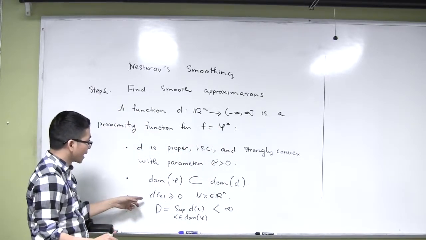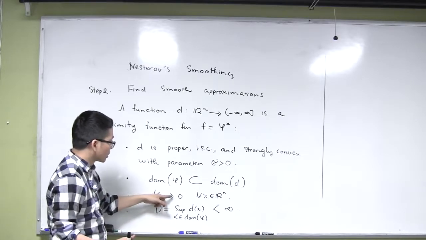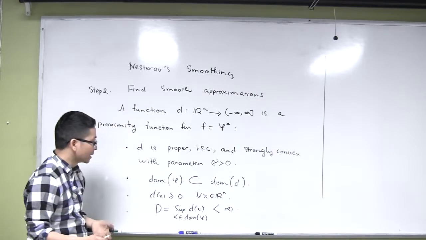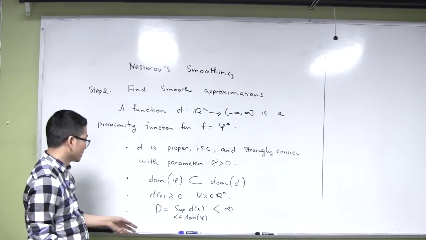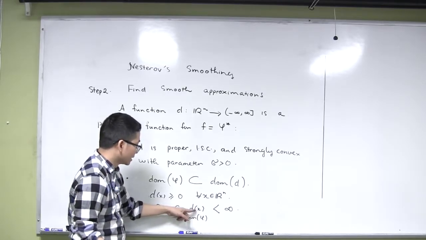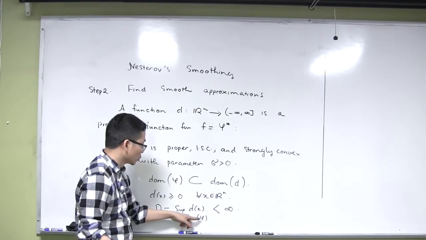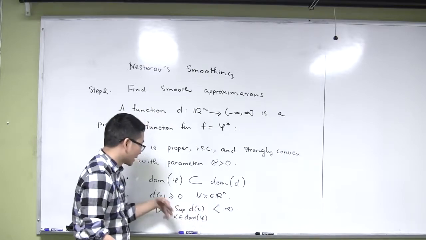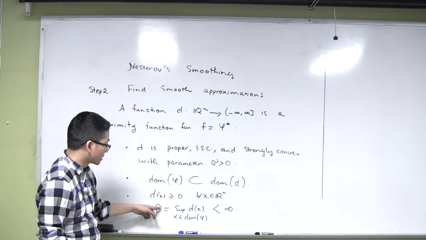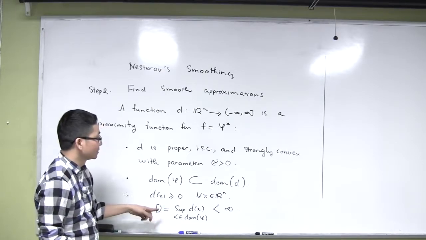The third condition is that D of x is greater than or equal to 0 for all x in R^n. So D is a non-negative function. And the final condition is that the supremum of D of x, where x runs in the domain of the function phi, has to be less than infinity. And we denote that constant by D.